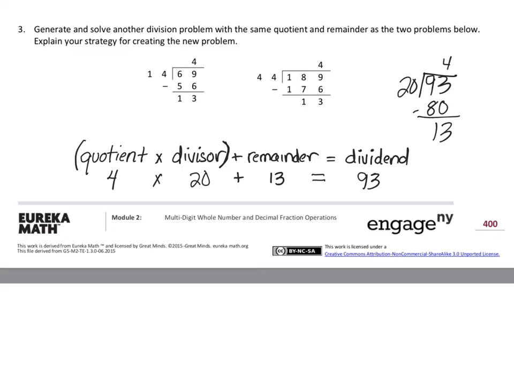It is important to note, though, that you cannot have a remainder that is larger than your divisor. Because if your remainder is larger than a divisor, then you didn't divide into it enough times. So make sure that your remainder is always smaller than your divisor.